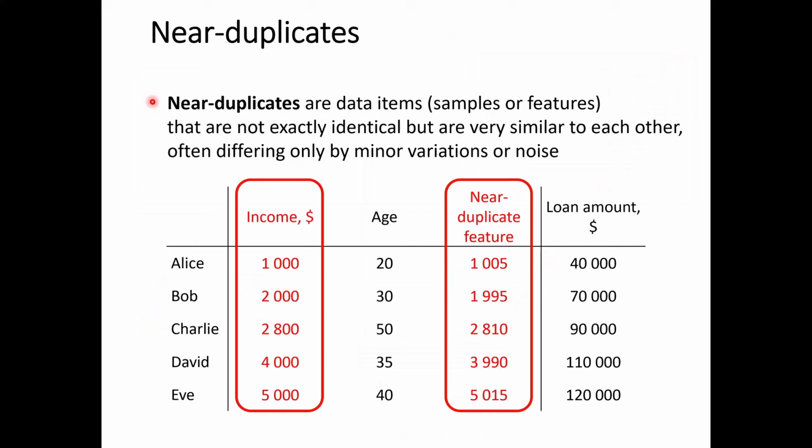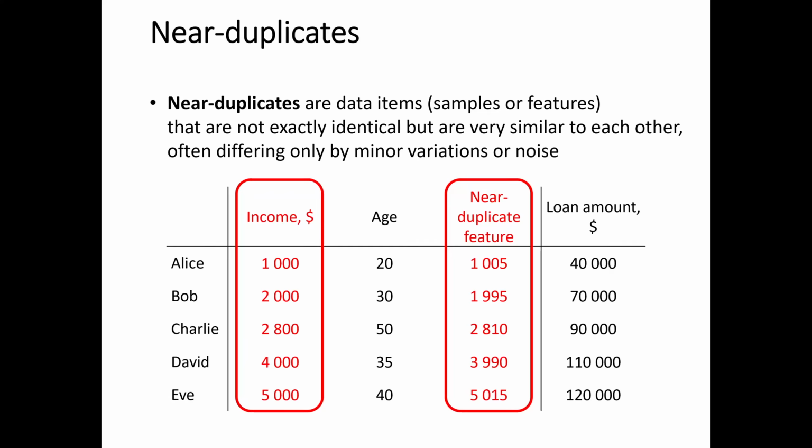A special kind of duplicates are near duplicates. These are data items, samples or features, that are not exactly identical, but are very similar to each other, often differing by only minor variations or noise.